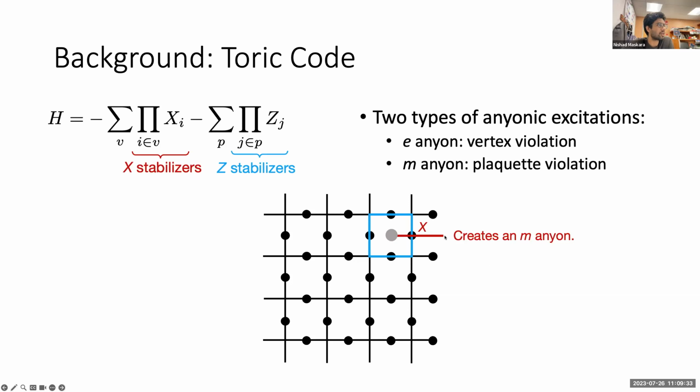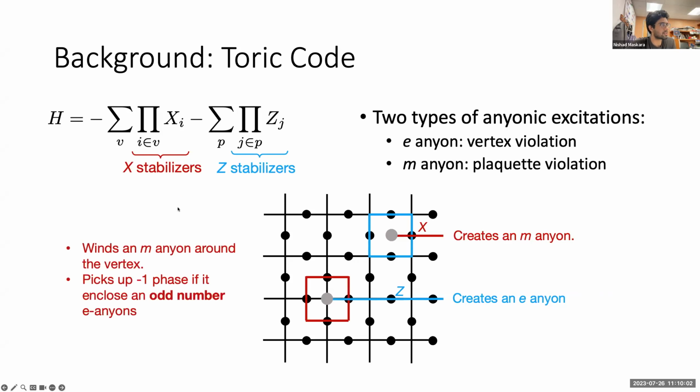Furthermore, the excitations of the toric code are some of these anionic excitations, which I mentioned earlier. If you take a string of X operators and apply them to part of the system, you'll see that it'll flip the value of the stabilizer, which lives on the plaquette, and therefore costs some energy. And the way you can see that it flips the value is that it anti-commutes with the stabilizer at an odd number of sites, one site. Similarly, a string of Z operators creates an E anion because it anti-commutes with the X stabilizers.